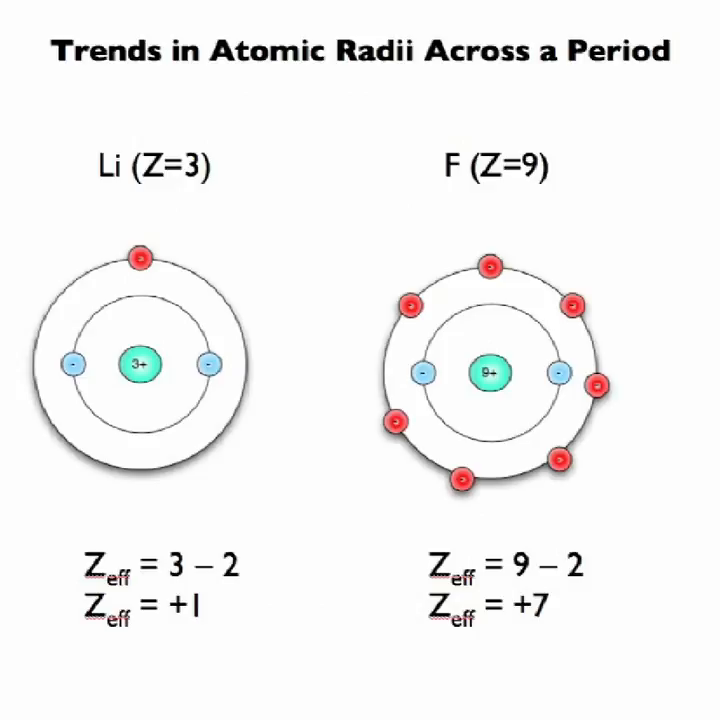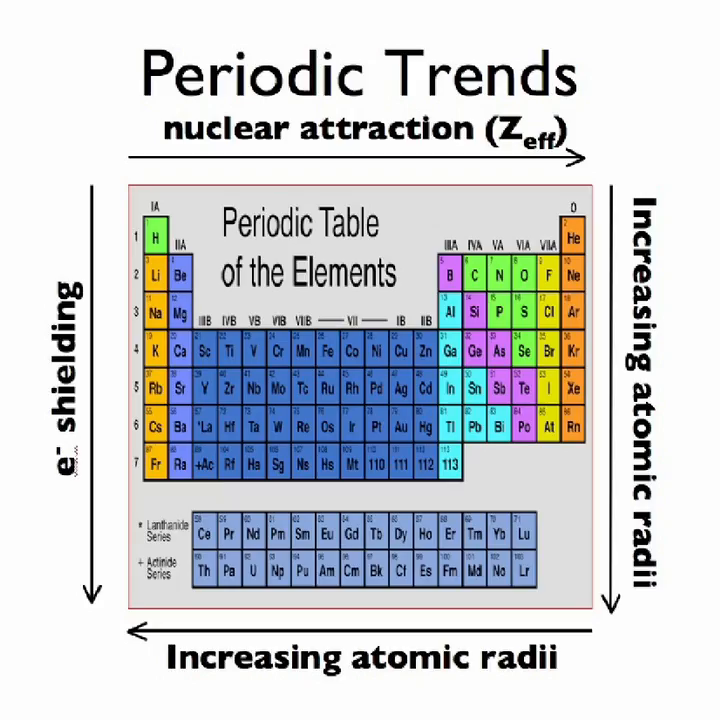So in summary, how do periodic trends affect atomic radii? Electron shielding increases as we go from top to bottom in the periodic table, and therefore the atomic radii increase as we go from top to bottom in the periodic table. Likewise, the effective nuclear attraction increases from left to right in the periodic table, and therefore the atomic radii increase as we go from right to left in the periodic table.